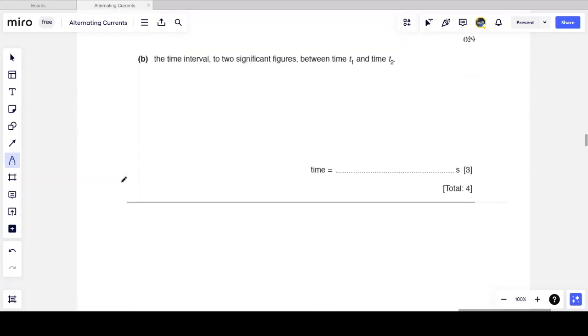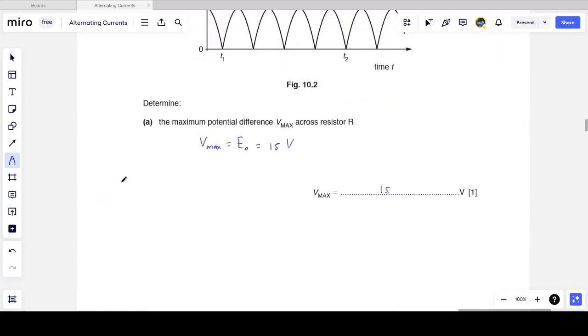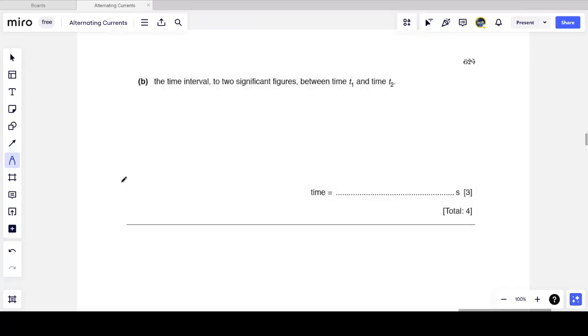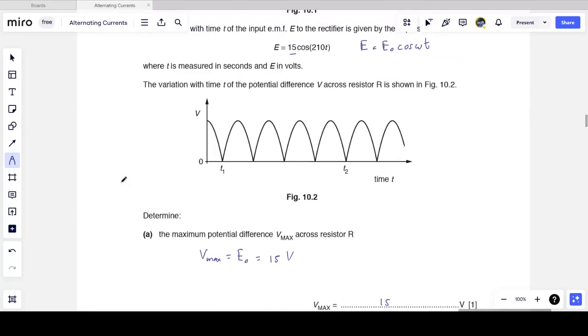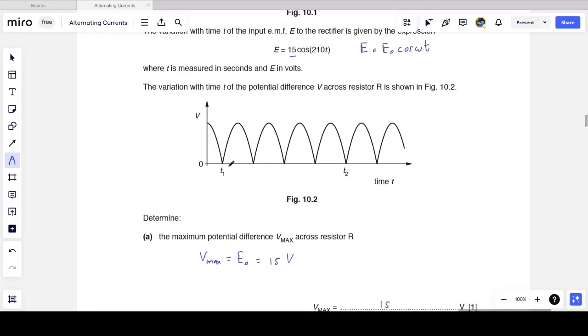Now this is a fairly short question. They didn't expect you to draw or sketch or any of that. The next sub-question says we want to determine the time interval to 2 significant figures between time t1 and t2. So we're given this graph and we're told that we need to find the time between t1 and t2, and we're given very little other information.